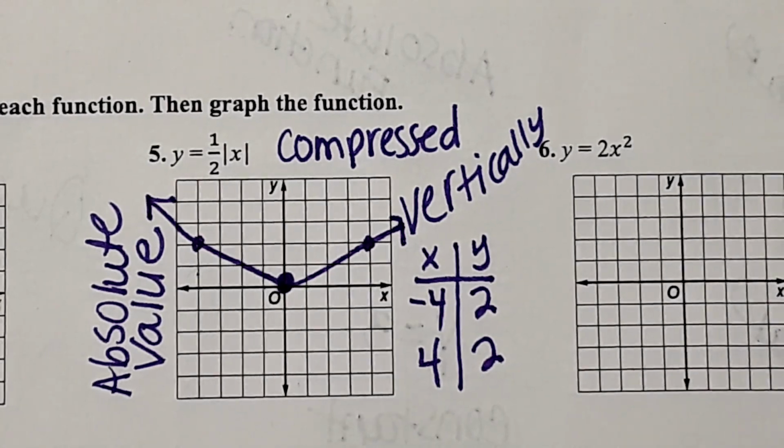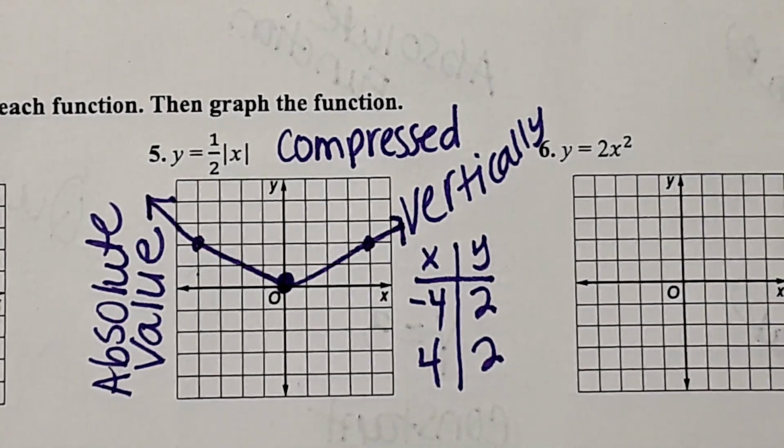That means we're going to take that vertex. All the vertexes started at 0, 0, even a line. A line goes through 0, 0. When we start talking about that translation, we're talking about moving the vertex up or down. So the parent function, the vertex is at 0, 0. This function, the vertex is going to be at 0, -3. So 1, 2, 3.